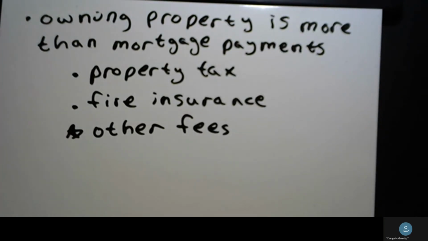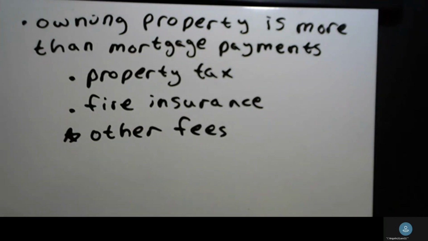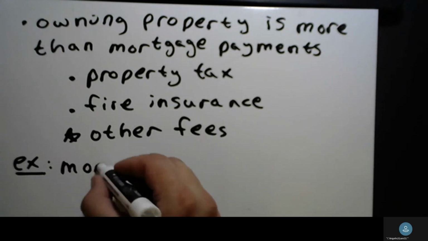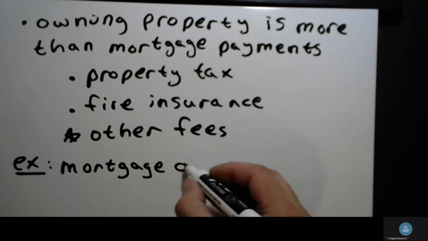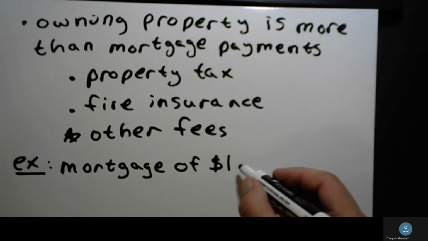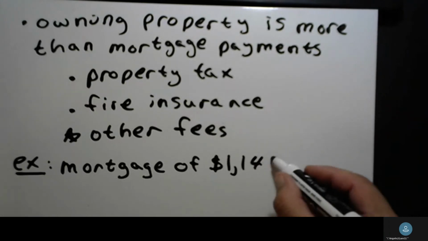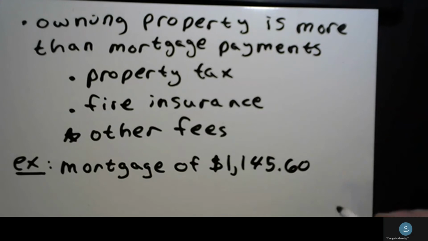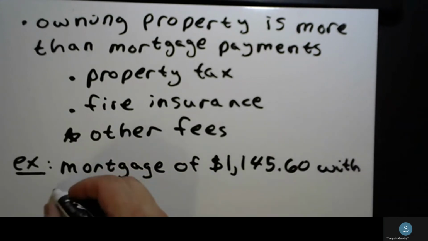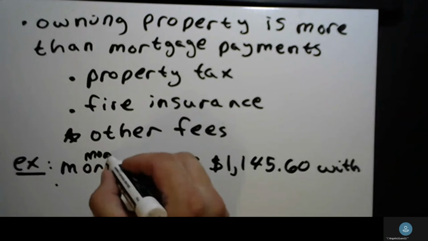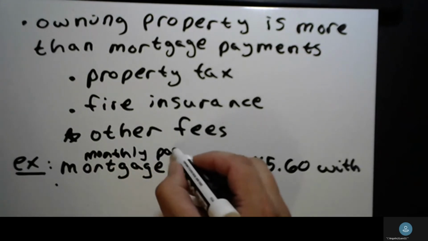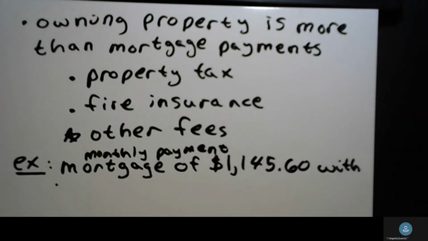So let's just do an example to get an idea of what the monthly payments could be when you bring in the mortgage and these other things. So let's say you have a mortgage. This is a monthly mortgage payment of $1,145.60.